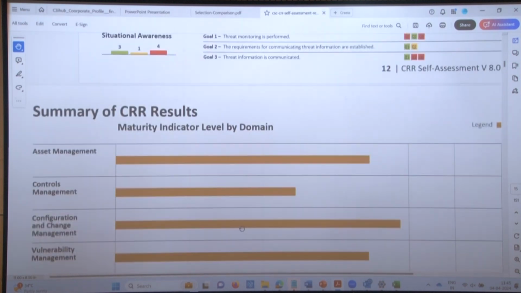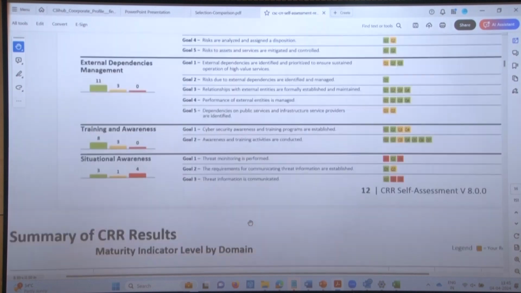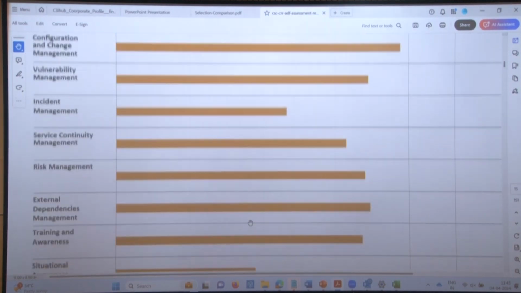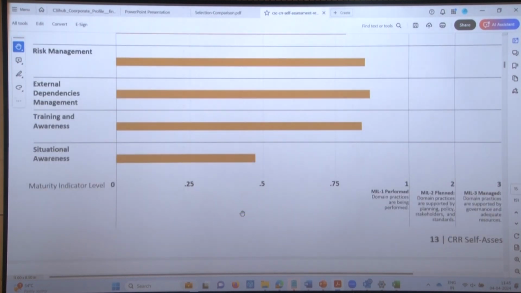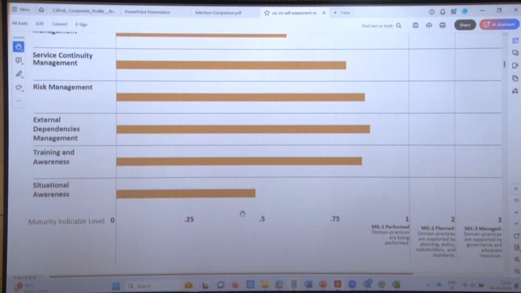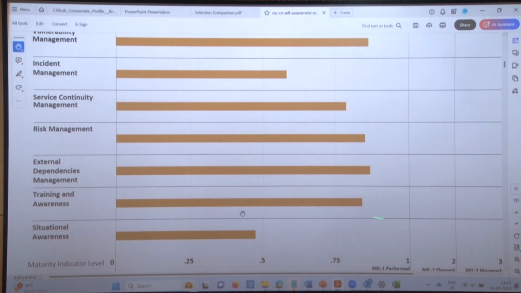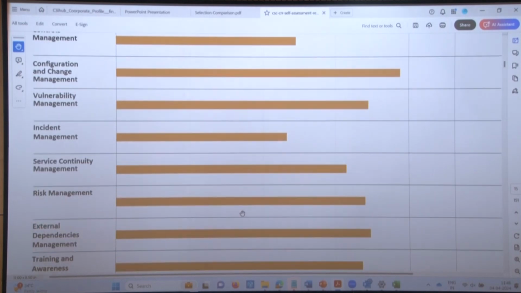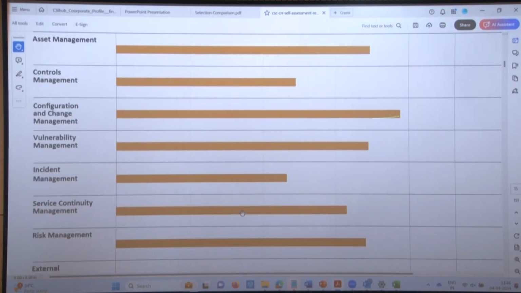So you see this graph. This graph is where you are with respect to the four domains. This is for the different MILs. You are almost there at MIL one. The one that is showing very poorly is situational awareness. You are less than 50%. In some of these you are almost there, above 3/4. Incident management is about 60%, maybe 56-57%. Vulnerability management and configuration management you are almost there, and asset management you are not too bad.